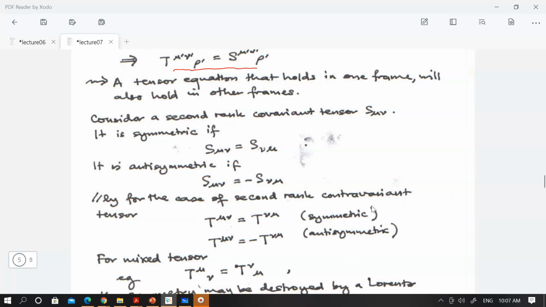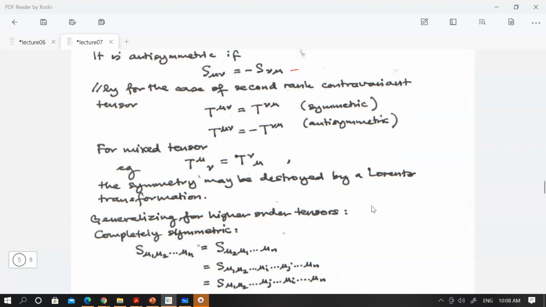And then once you have this idea, we can also talk about symmetries of a tensor. So consider this, for example. Here we talk about a tensor S, for which if you flip these two indices, it will give you the same thing. So this is a symmetric tensor, and this is an anti-symmetric tensor. Okay, so one can always do this, and this should in general also be true in all reference frames.